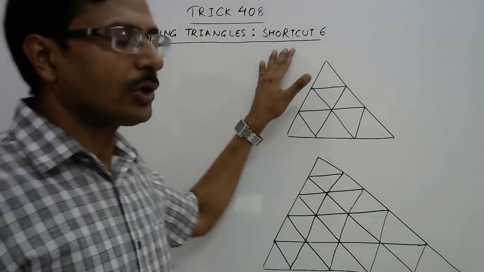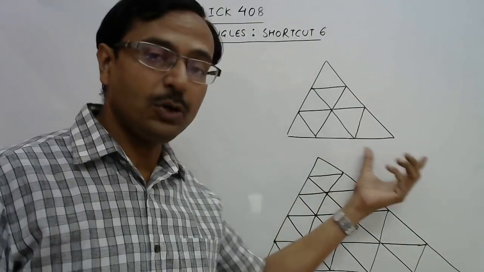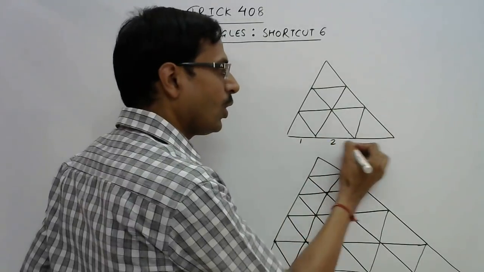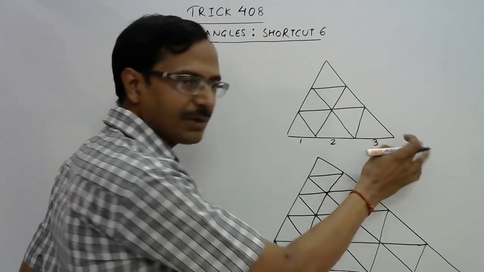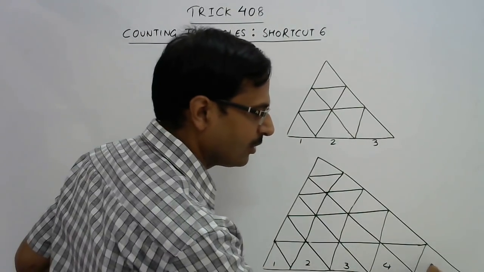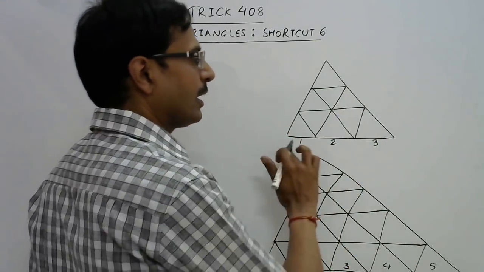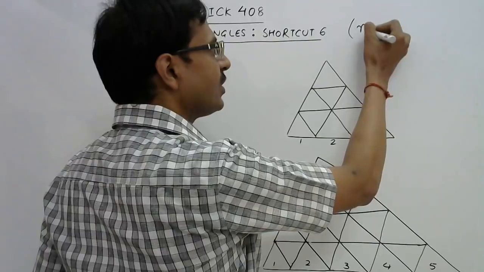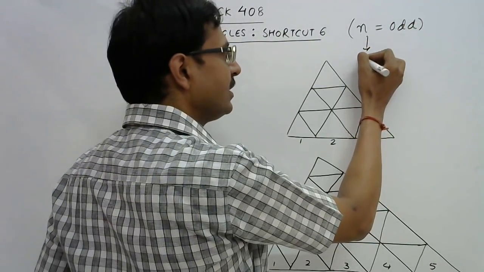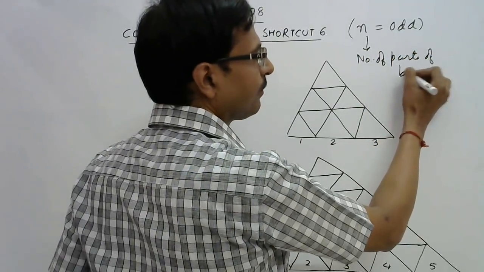In my previous shortcut, I took up similar kinds of figures in which the base was divided into an even number of parts. And this time the base is divided into an odd number of parts. See, 3 parts of the base here. And if you see this figure, 1, 2, 3, 4 and 5. So 5 parts. So odd number of parts. So the number of parts of the base is odd in this case. What is n? It is the number of parts of the base.